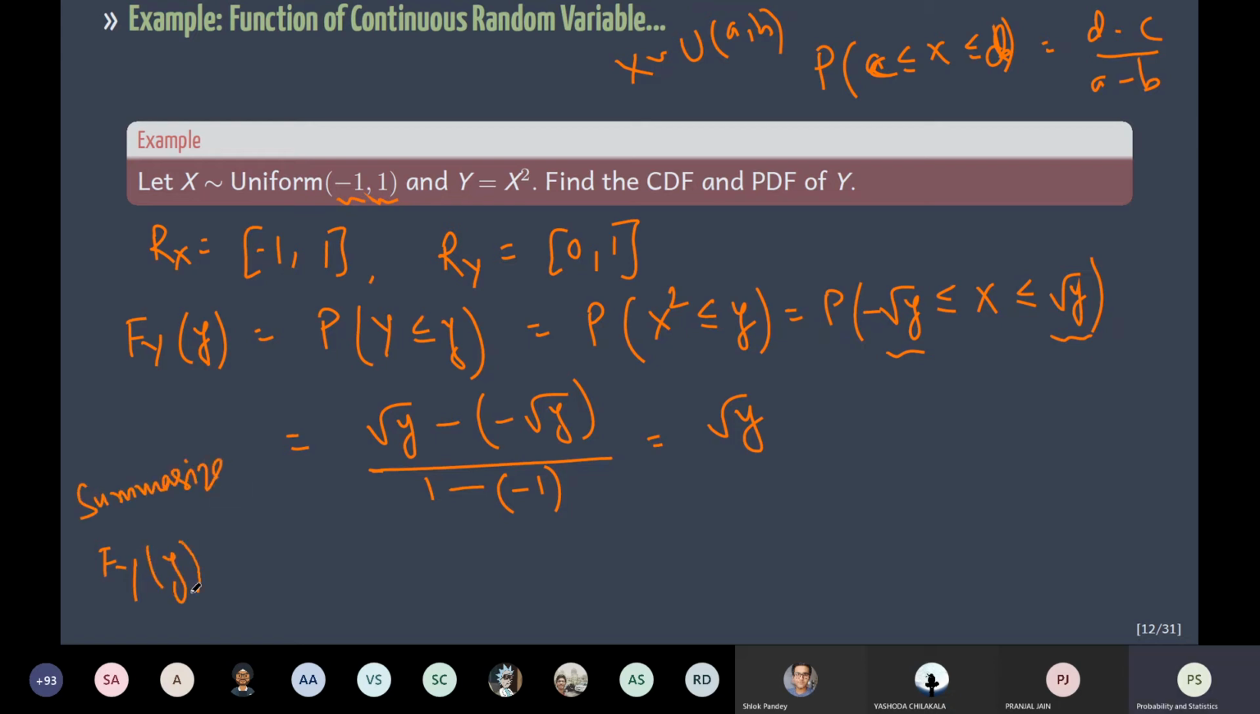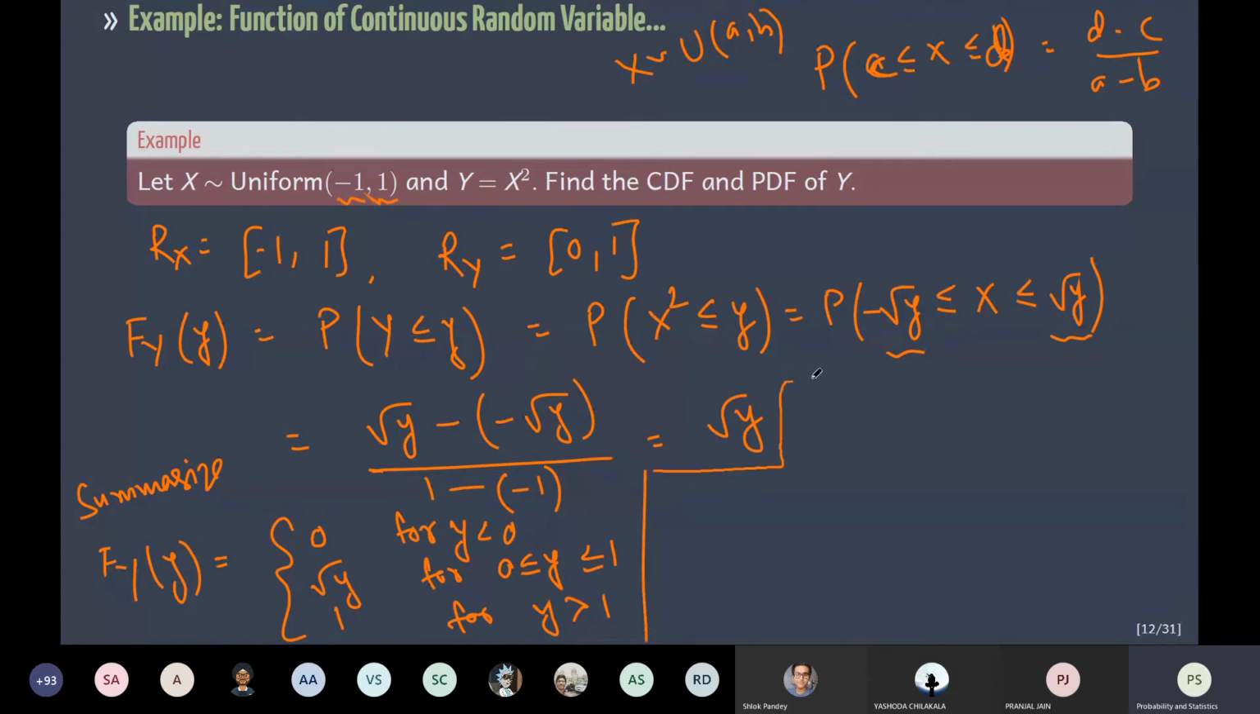So F_Y(y) is 0 for y less than 0, and it is square root of y, which we just computed, for 0 less than or equal to y less than or equal to 1, and it will be 1 for y greater than the outer limit. Now we know that the CDF is continuous, and in this case differentiable, I mean differentiable in the ranges where we need, not on the corners, right?